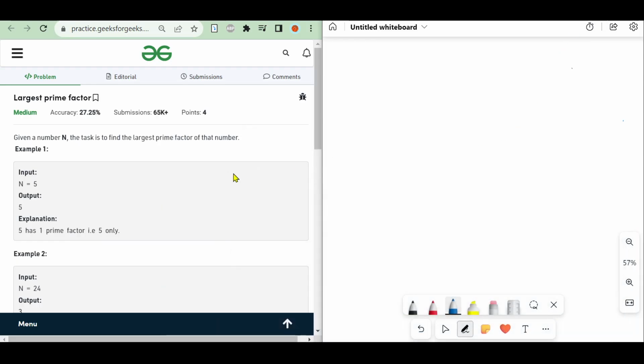In this video I'm going to explain this problem of the day from Geeks for Geeks, and today's problem is largest prime factor. Let's get started. Given a number n, the task is to find the largest prime factor of that number. Here they are asking about the largest prime factor. Now what is this largest prime factor? It consists of three words: largest, prime, factor.